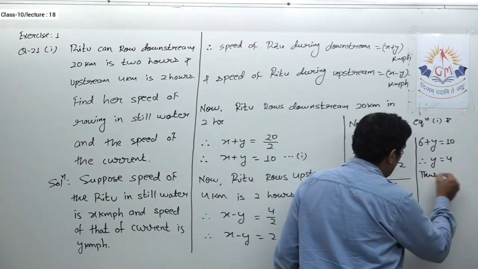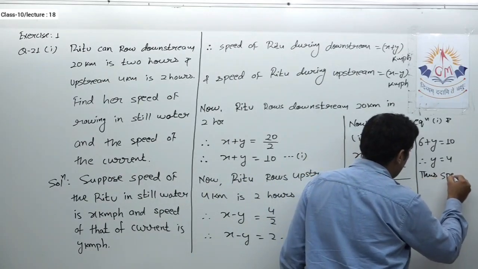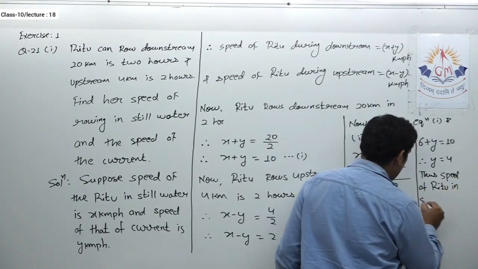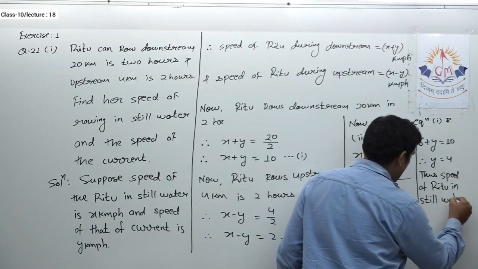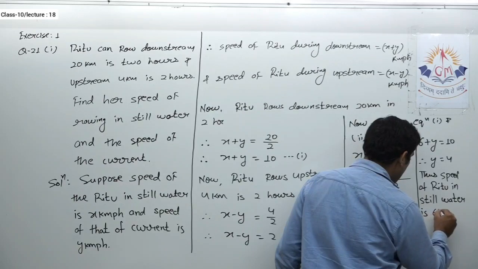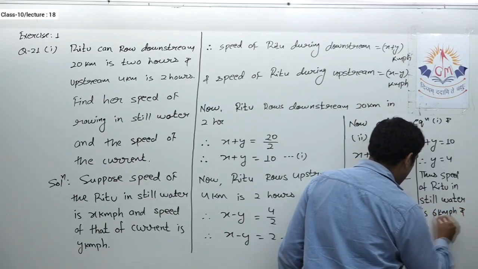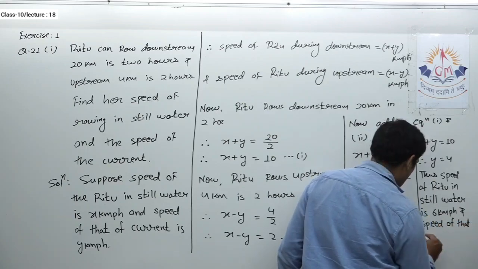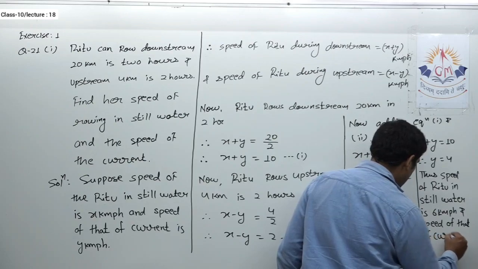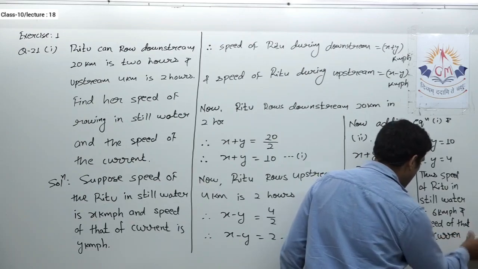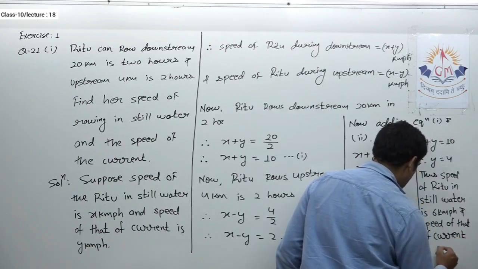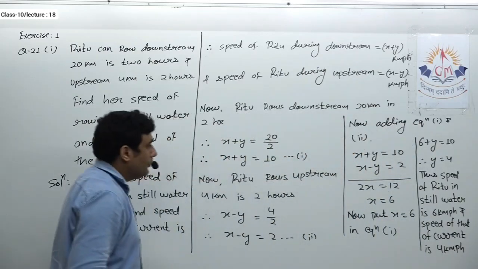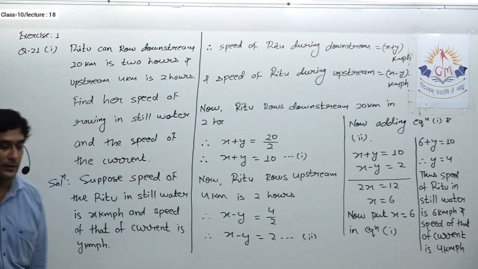Okay, so thus speed of Ritu in still water is 6 kmph and speed of that of current is 4 kmph. Okay, so I hope this is clear to you. So please note it down and then we will see the next question.